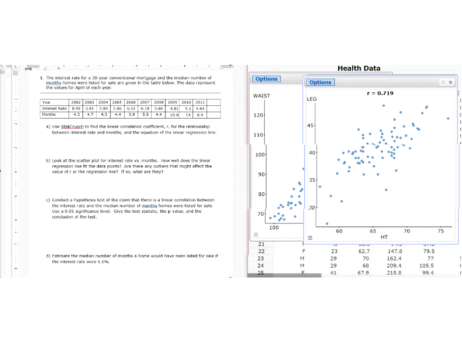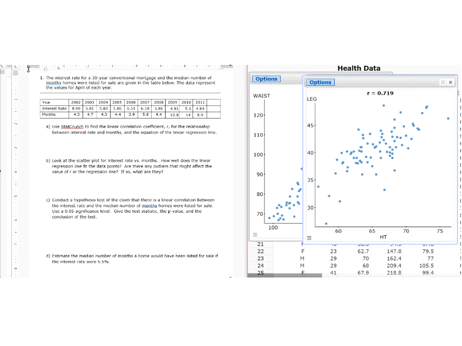Okay, so we're going to start with the linear regression. So here's a linear regression problem. What we're looking at here is the mortgage rate, the mortgage interest rate, versus the number of months homes were listed for sale. And we want to see if there's a relationship between those two.